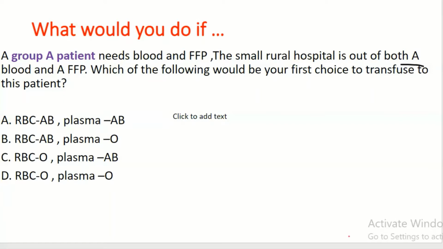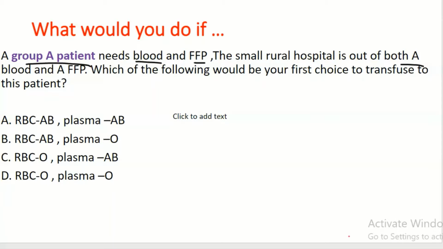In this video, we're gonna solve a case study. What would you do if? The question is, a group A patient needs blood, meaning RBCs and FFP, fresh frozen plasma. A small rural area is out of both group A blood and group A FFP. Which of the following would be your choice to transfuse to this patient?